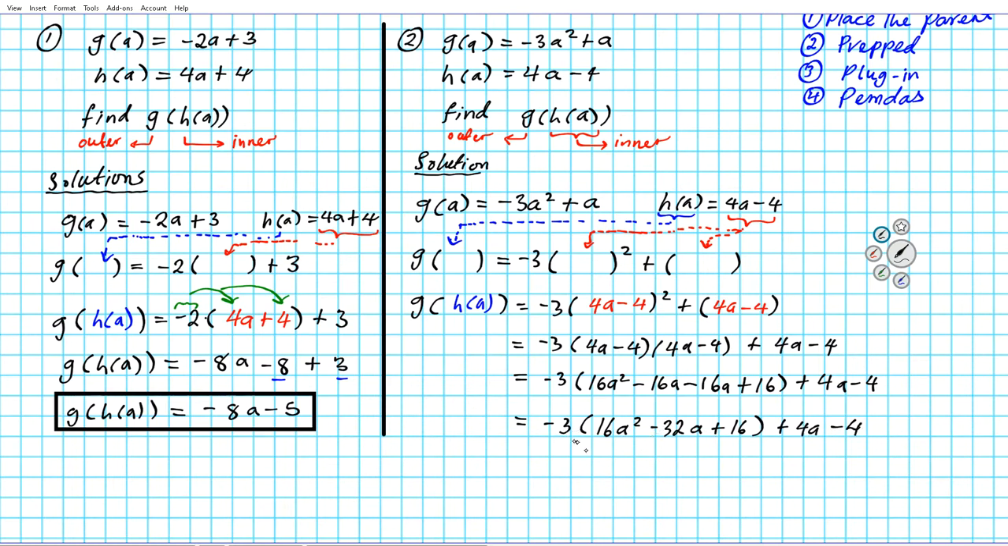So now using PEMDAS, we're going to multiply first before we add like terms. All right, so let's go ahead and multiply. Negative 3 across all these terms. We have negative 48a squared minus 96a minus 48. Okay, that's plus 4a minus 4. So let's simplify further. Combine like terms. We have negative 48a squared.